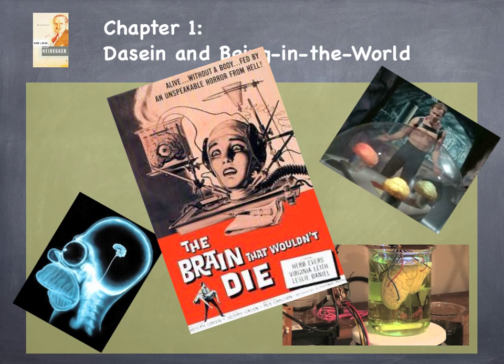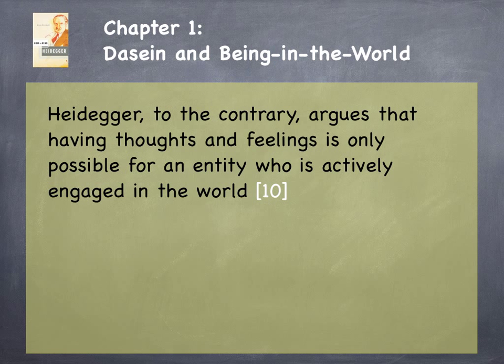Why would believing that a mind can exist without a world, the thing that Heidegger challenges, be so bad? Rothel mentions Descartes here as a philosopher who seemed to believe that this is possible. For Descartes, the mind can exist without the world. While Heidegger, to the contrary, argues that having thoughts and feelings is only possible for an entity who is actively engaged in the world. I think this phrase, engaged in the world, might throw some more light on all this, perhaps.